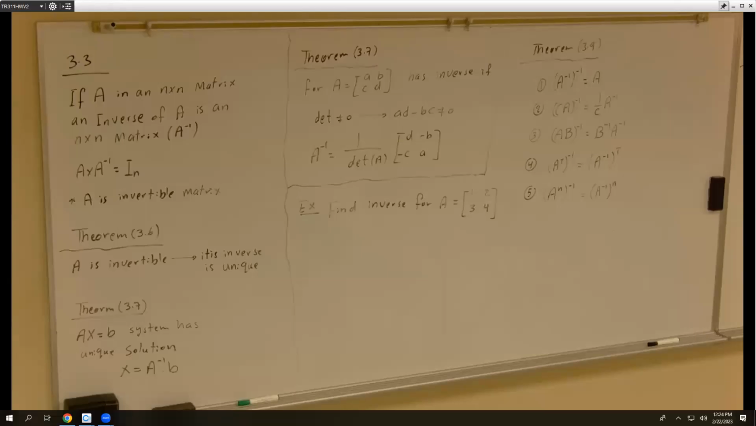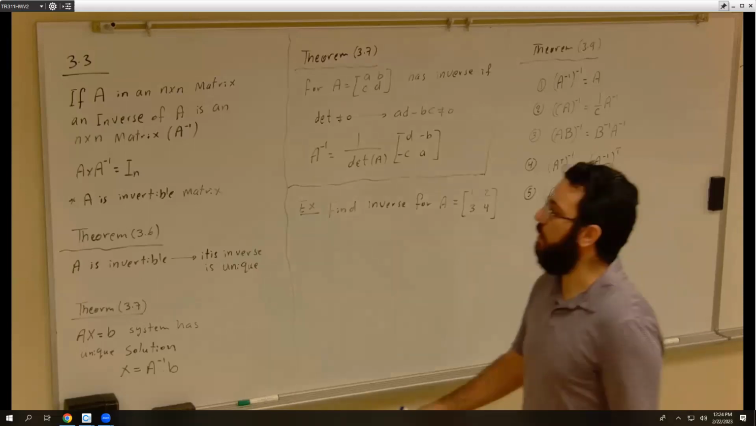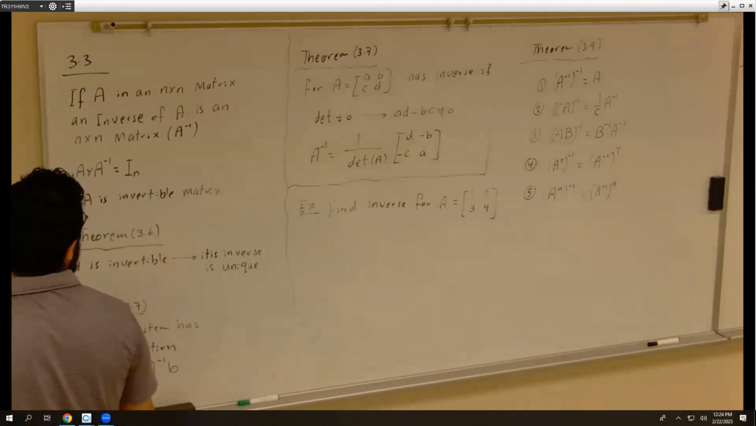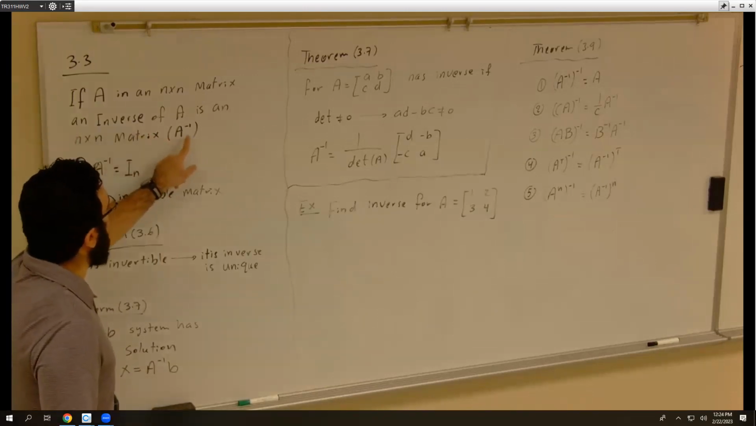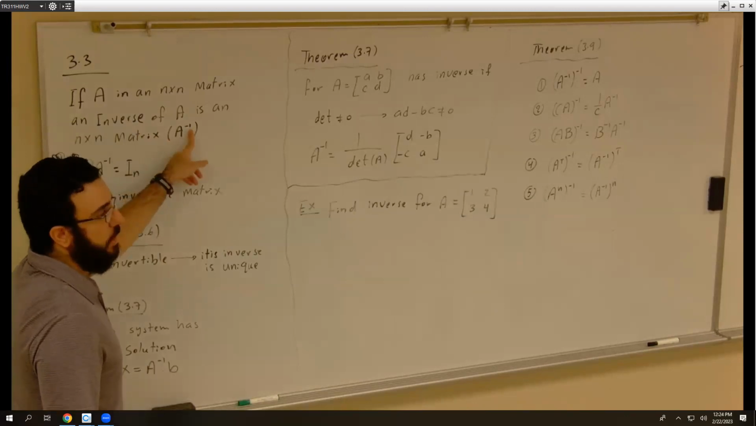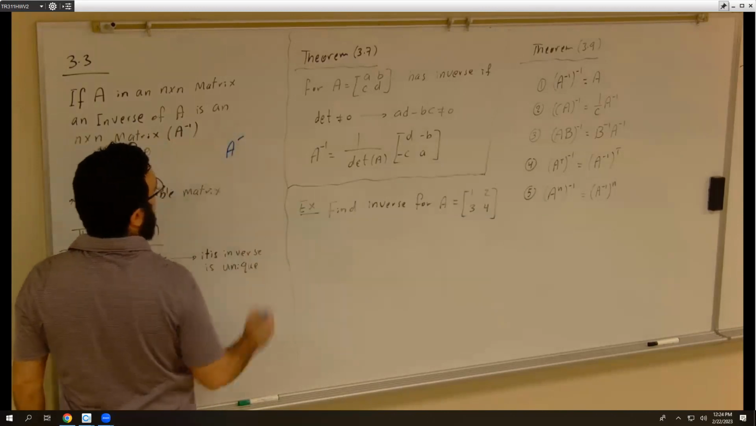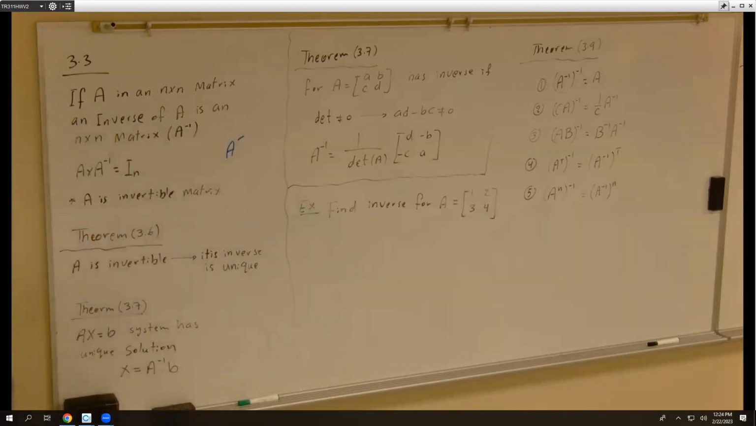So section 3.3, if you have just the matrices and the inverse, and we already did that in the previous class. If A is an n times n matrix, the inverse of the matrix is going to be A⁻¹. This is not exponents. From now on, sometimes you're going to see only A and there's a dash. That means this is the inverse.